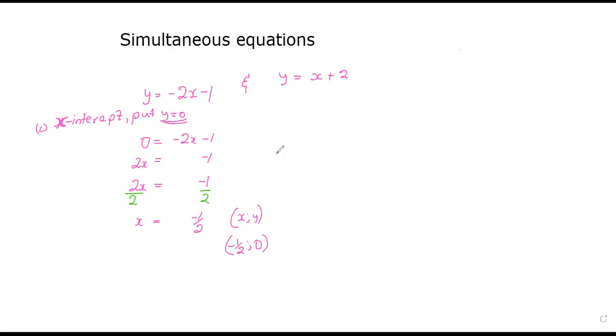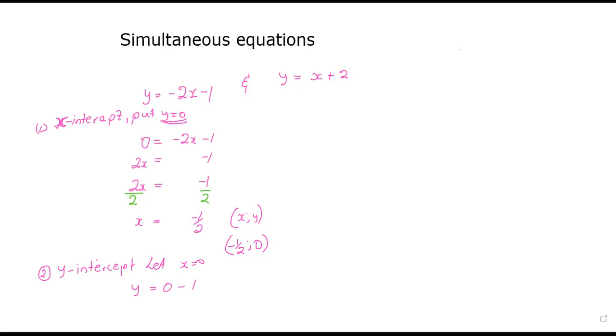Then, y-intercept. We set x equal to 0. From the top graph there, we have y is equal to negative 2 times 0, which is 0.